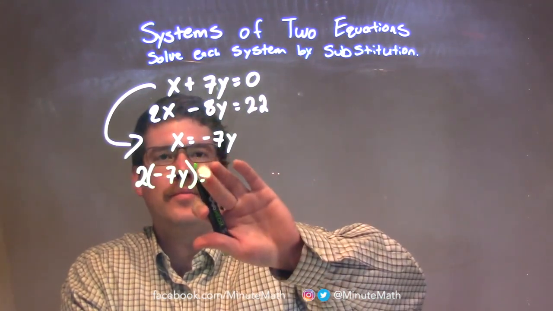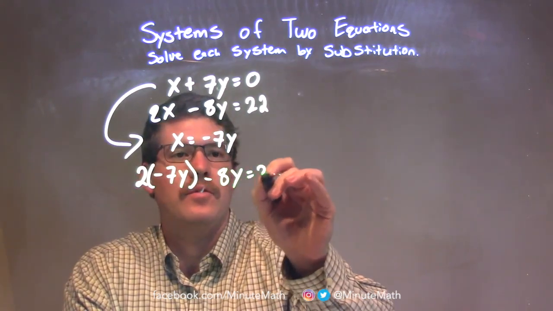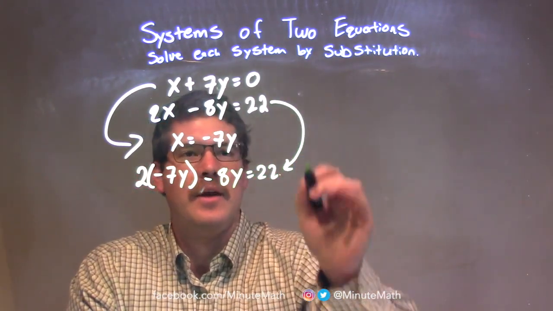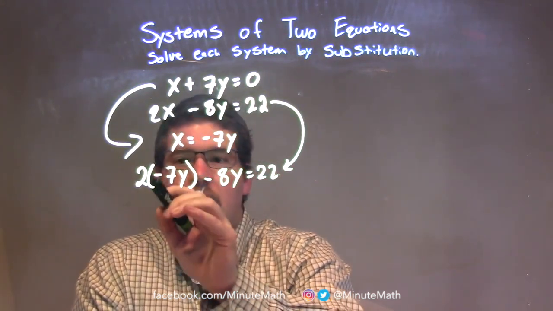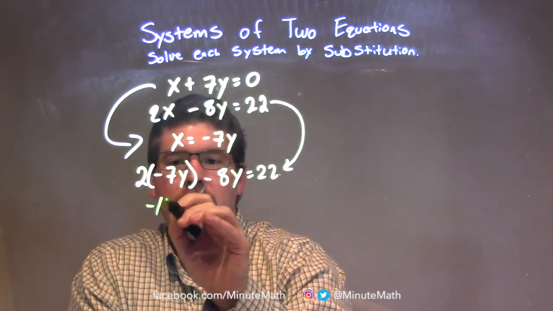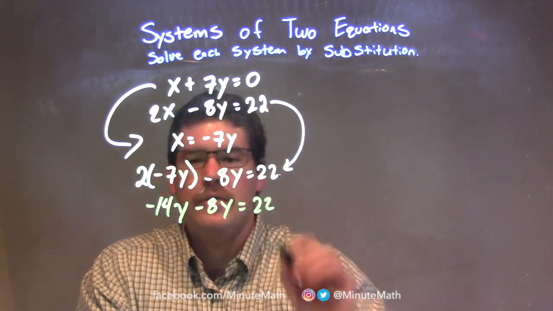Okay, and then minus 8y of the second equation equals 22. You can see that one came down from here. Okay, so let's go simplify now and get y by itself. 2 times -7y is -14y. We have -8y right here, and that's equal to 22.